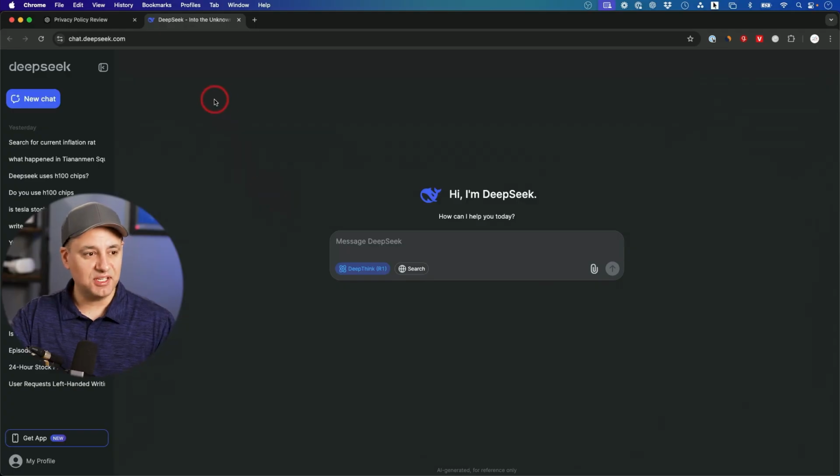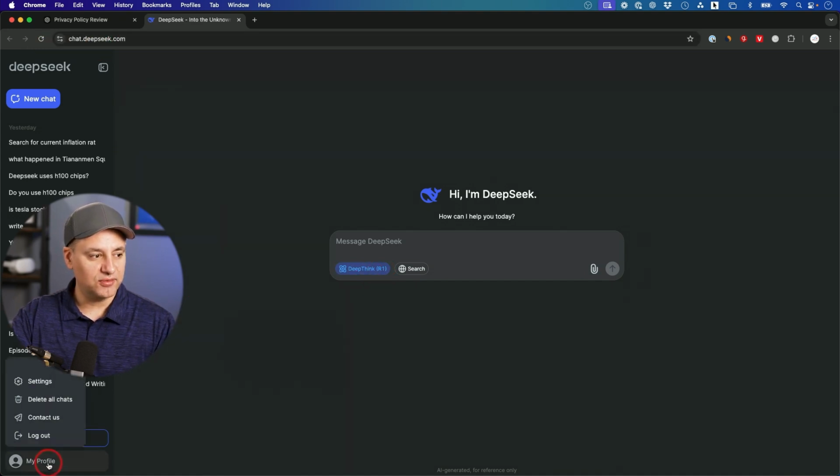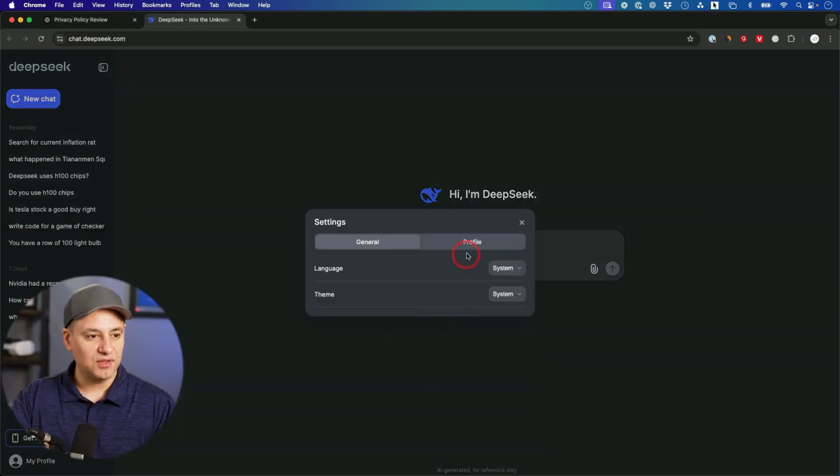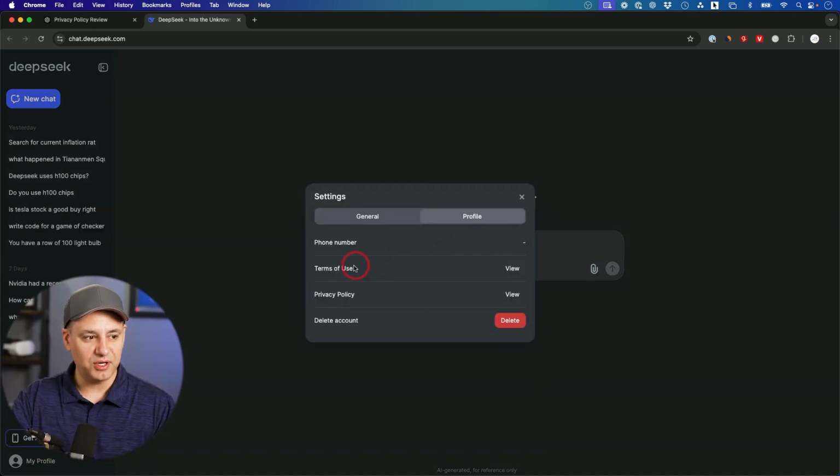Okay, so the DeepSeek website, where you could also use DeepSeek R1, is at chat.deepseek.com. And if you click on your profile right here and go to settings, you'll see this option under profile where you could view the terms of use and the privacy policy. So I'll run the privacy policy through ChatGPT and I'll show you exactly the red flags that I found, and then I'll give you the prompt. You could do this for yourself too.